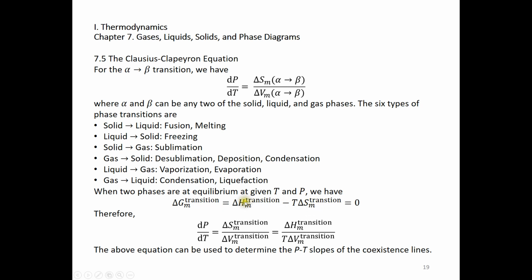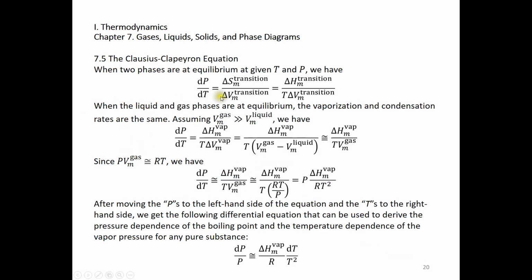And given this, we can rewrite this equation: dP over dT is equal to the change of molar entropy over the change of molar volume, and over here on top, this molar entropy change is simply molar enthalpy change over temperature. So we can have this equation as well. This equation can be used to determine the PT slope of the coexistence lines.